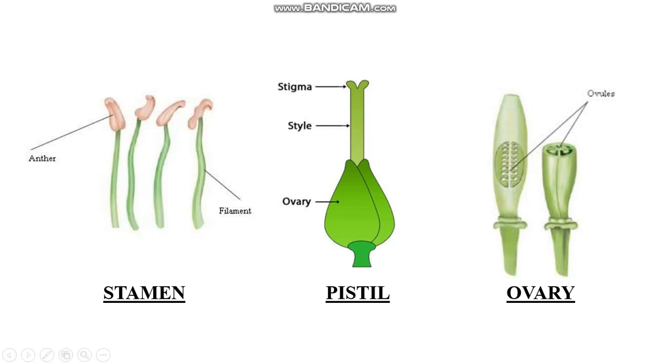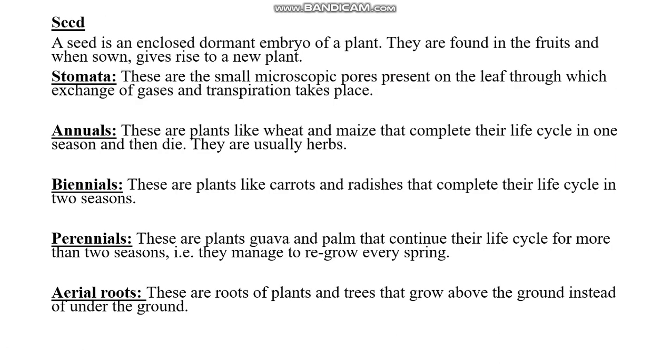Pollination is the transfer of pollen grains from the anther to the stigma. After pollination, the ovary develops into a fruit and the ovules change into seeds. The types of pollination we will study in detail in higher classes. Next we will see some important definitions like seed. A seed is an enclosed dormant embryo of a plant. Seeds are found in fruits and when sown give rise to a new plant.